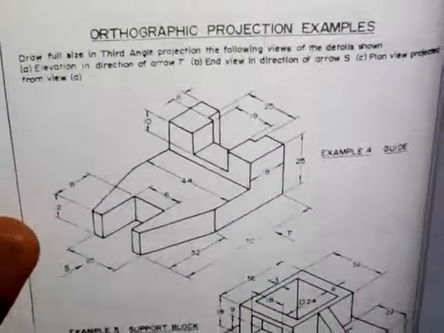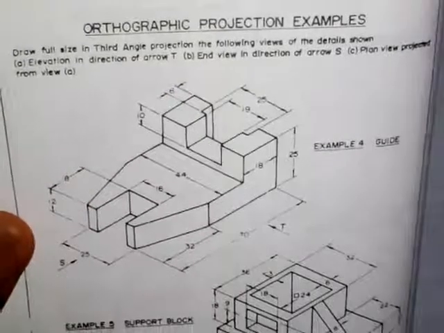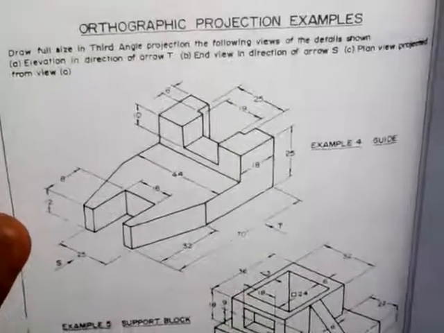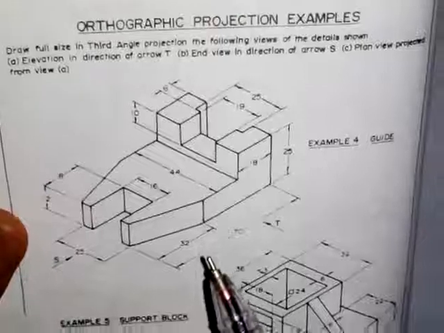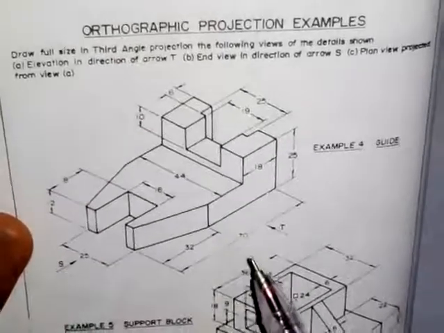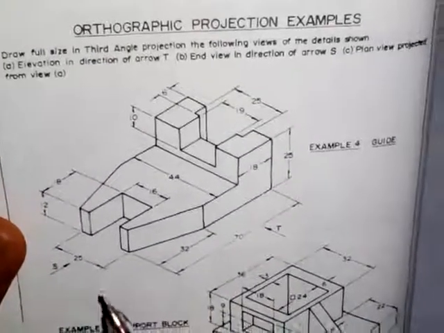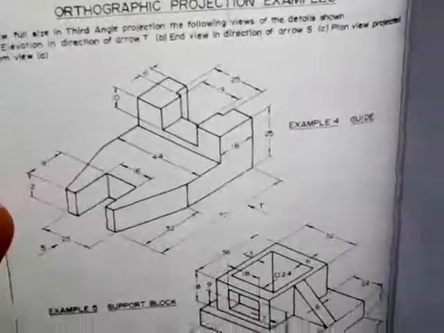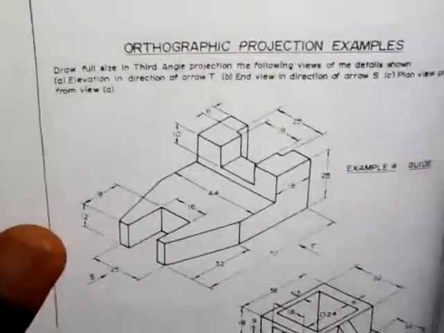Now, since we are drawing a third angle projection, I'm going to start with the plan, then I will draw the front elevation, then I will draw the end elevation. So let's look at what we are going to do here.